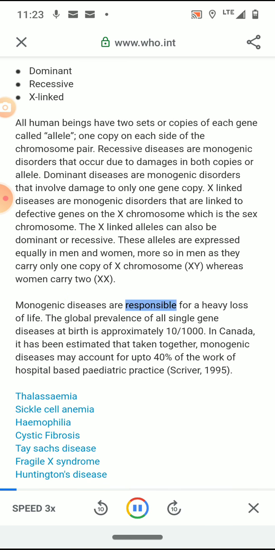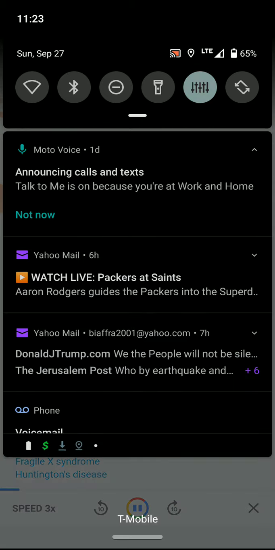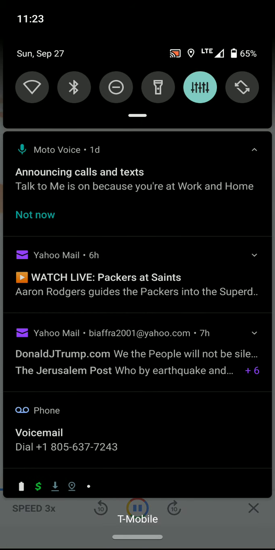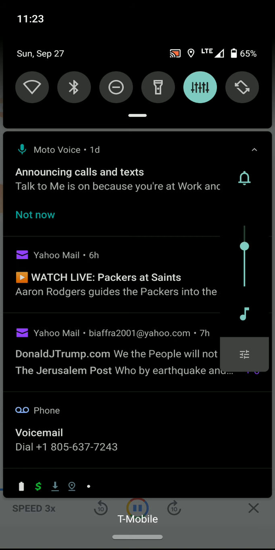Monogenic diseases are responsible for a heavy loss of life. The global prevalence of all single-gene diseases at birth is approximately 10 in 1,000. In Canada, it has been estimated that, taken together, monogenic diseases may account for up to 40% of the work of hospital-based pediatric practice, Scriver, 1995.